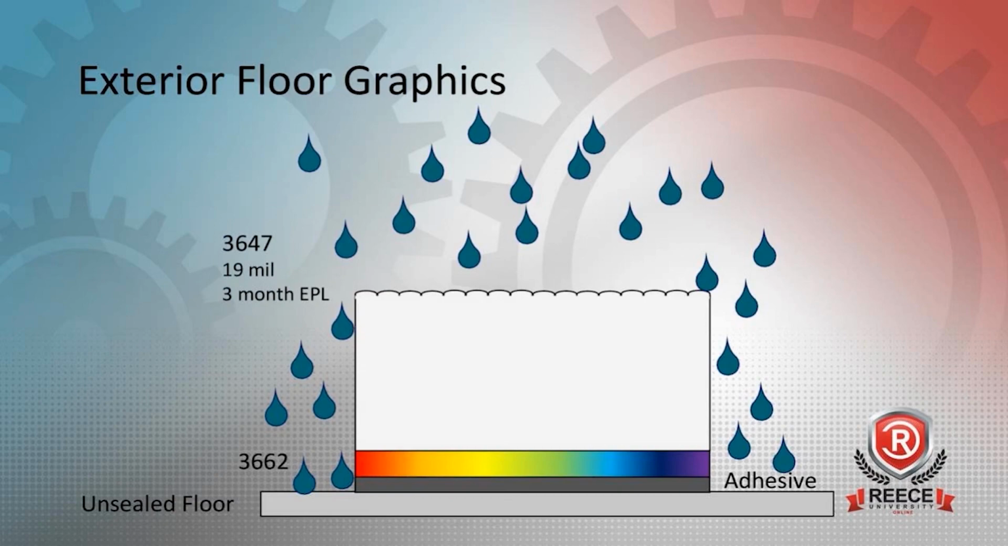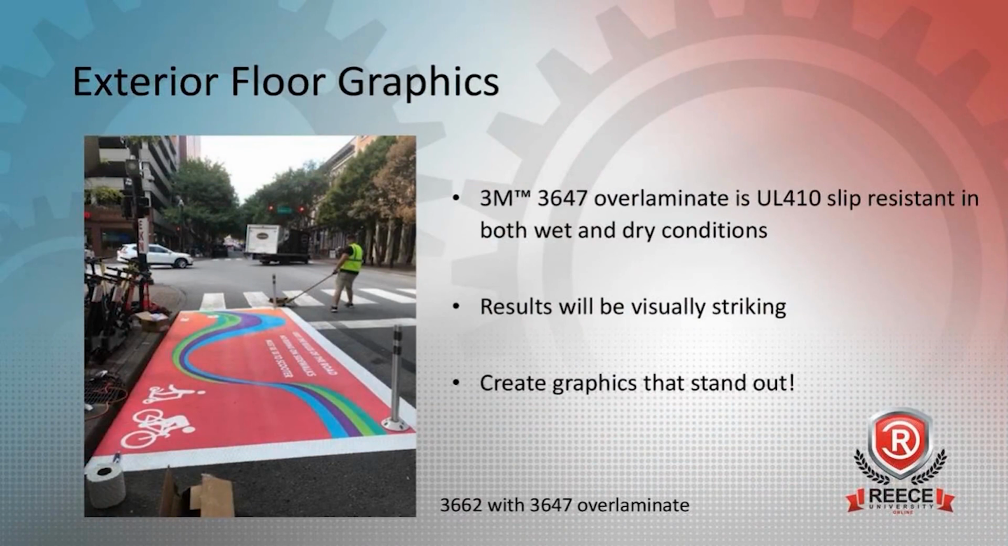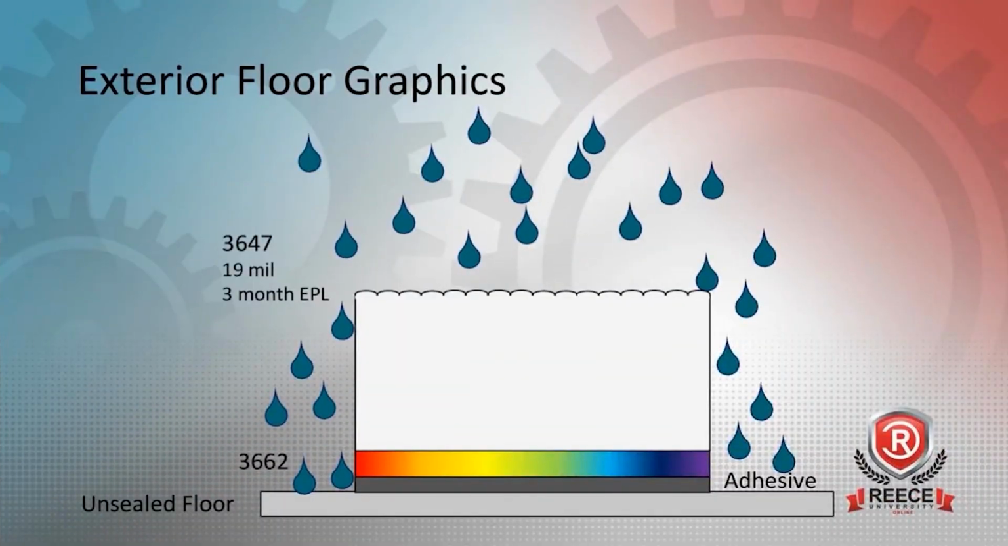So if you want to jump back just one slide. This picture you see here was a project that was done in Nashville. It was 3662, 3647 on a city street, which is kind of even outside its suggested use. As you can see in the slide that we were just on, it's rated at 3 months. And something to understand with floor graphics is it's almost like walls, super variable in the sense of how much damage and impact they're going to get over time.